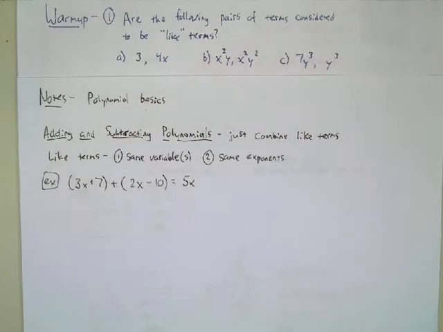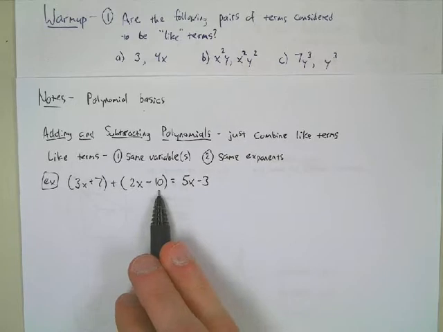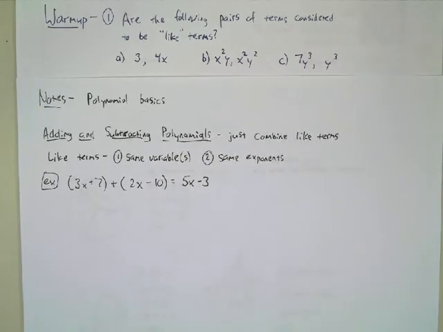Yes, very good. 5x minus 3, right? The 7 plus the negative 10 there, we can treat that like we're adding a negative 10. So 7 plus negative 10 becomes negative 3. So it's 5x minus 3. And good, Josh put it in the normal order too.